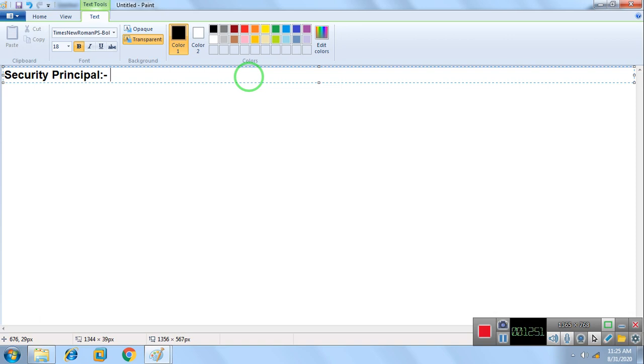It is an object that represents a user, group, service principal, or you can call it a managed identity.